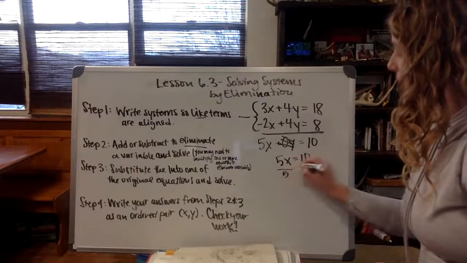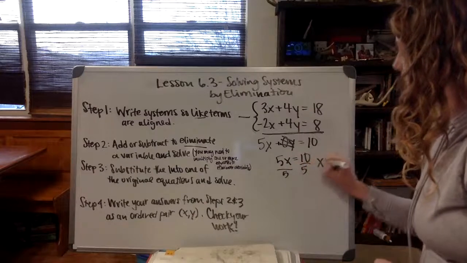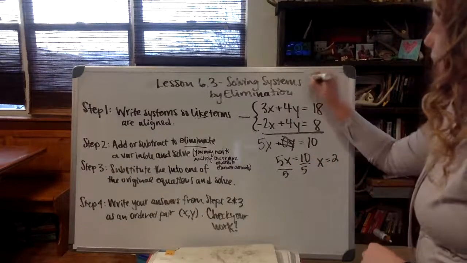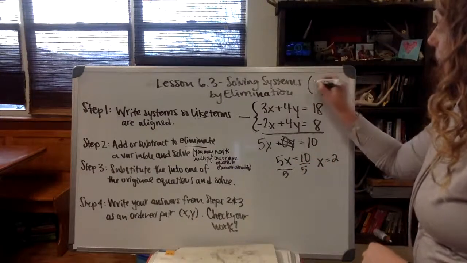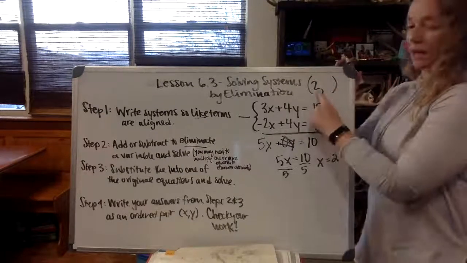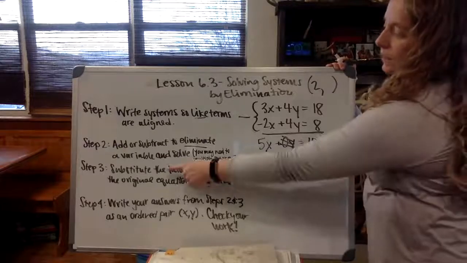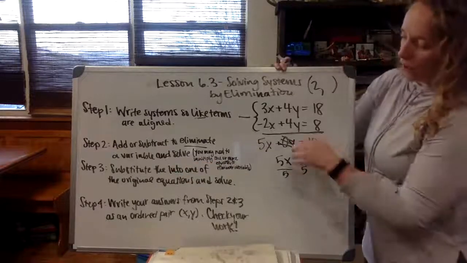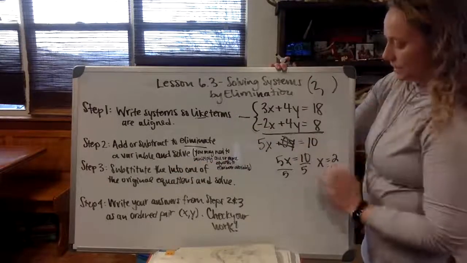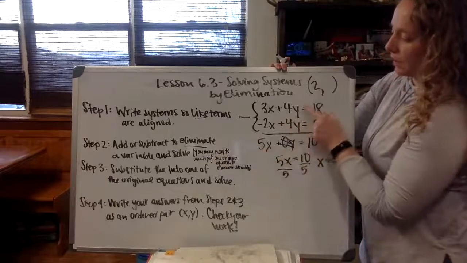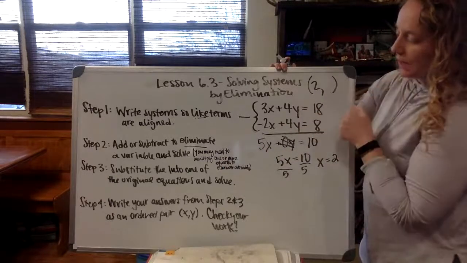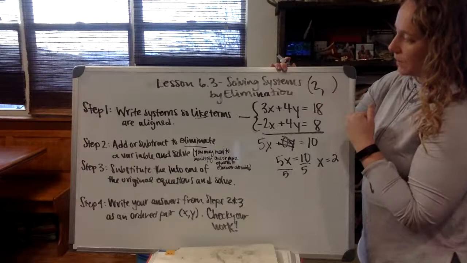Divide by 5. Divide by 5. I get x is equal to 2. So if I were to write my ordered pair for this, I can start to see that my x is solved for. Step 3, I need to substitute this value into one of the original equations and solve for the opposite variable.